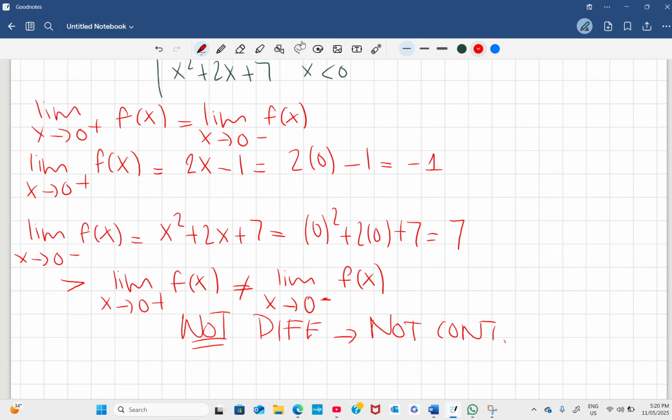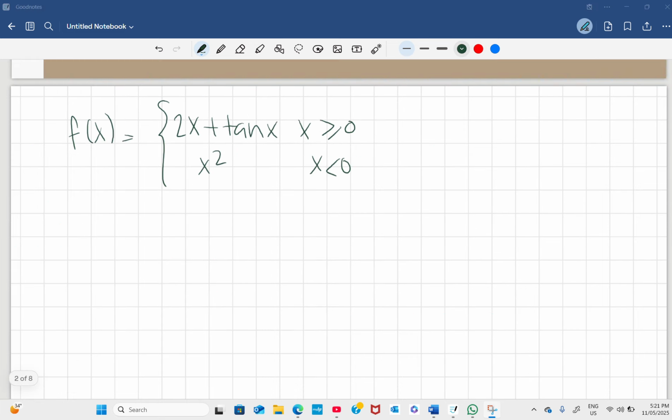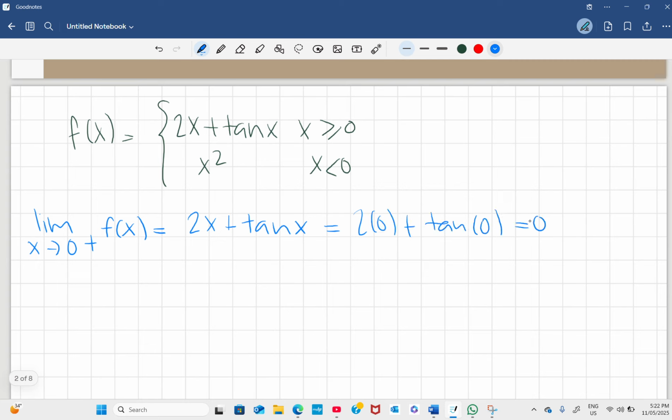So that's it. Okay, here's our second question. They're asking us to find whether it's differentiable or not. So I'm gonna do the same thing. First, I'm gonna find the limit as x approaches 0 plus of f of x. 0 plus is gonna be what? This one, because x is greater than 0. So 2x plus tangent x. I'm gonna substitute. So I'm gonna have 2 times 0 plus tangent 0, which is gonna give me 0.